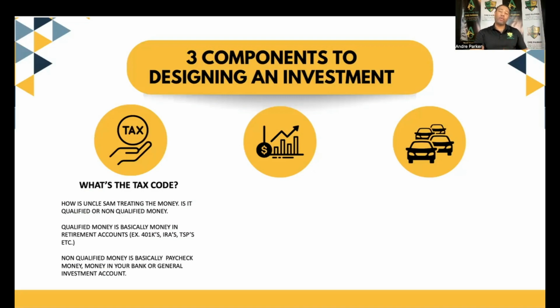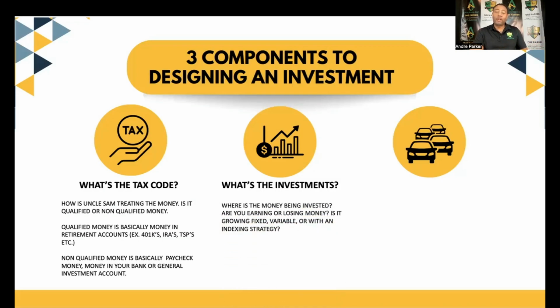The next component you have to understand when designing an investment is, what are the investments? Where is the money being invested? Are you growing your money? Are you losing your money? Is it growing fixed? Is it growing variable? Or is it growing with an indexing strategy, which I will go over a little bit later, when it comes to the accumulation phase of your money?